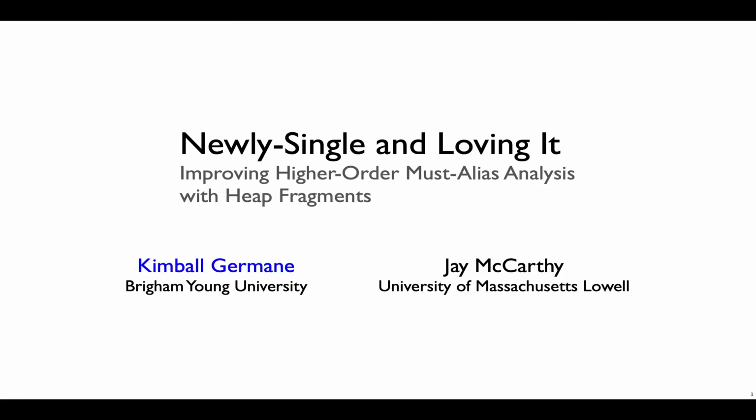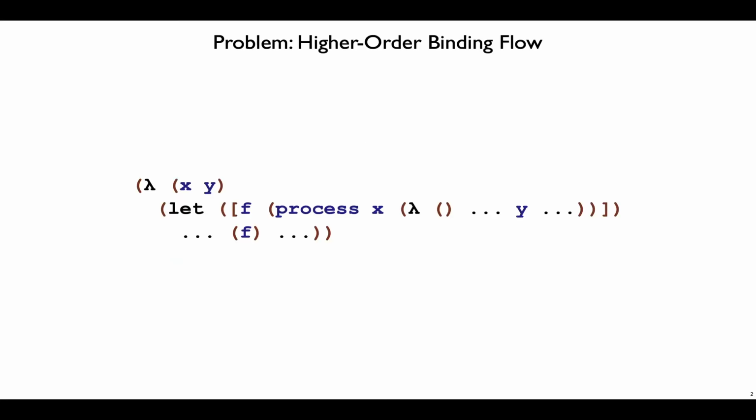Hi, my name is Kimball Germain, and this talk is about how heap fragments can improve must-alias analysis for higher-order programs. Let's start by considering procedure inlining, a fundamental program transformation used by optimizing compilers, and a client of must-alias analysis.